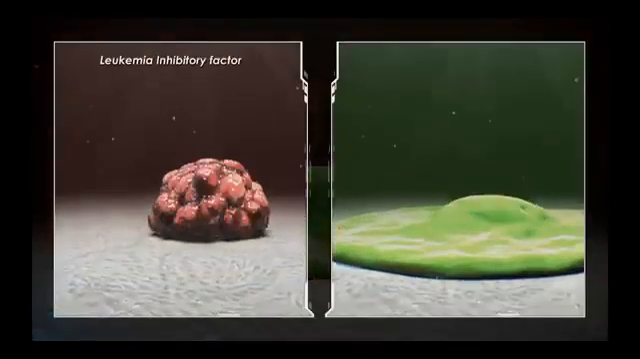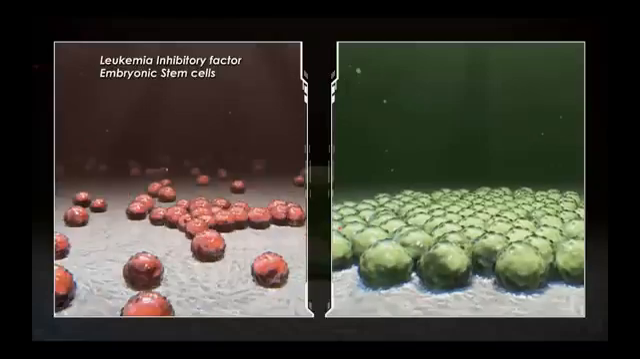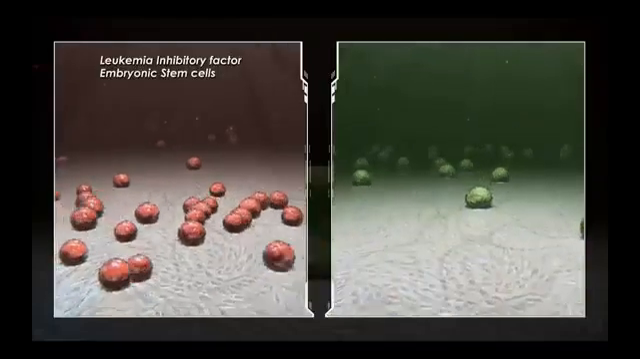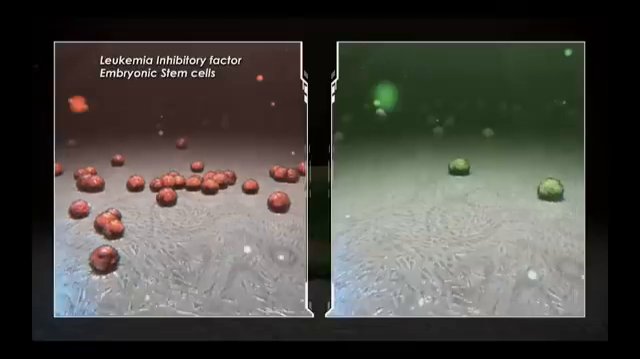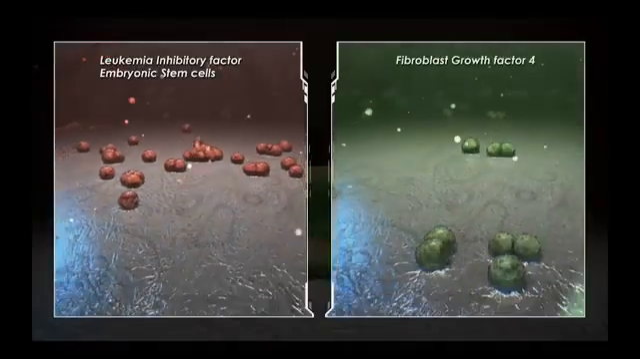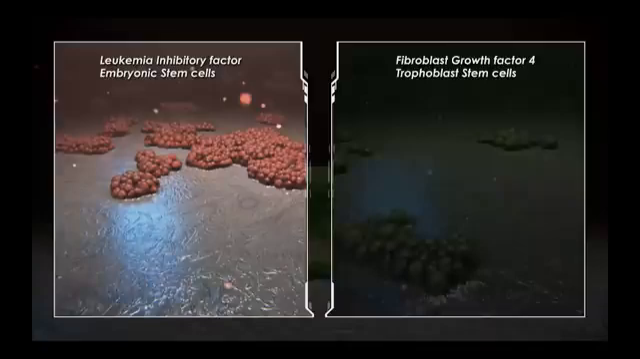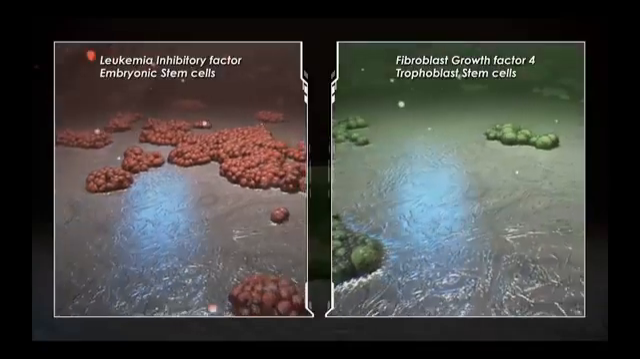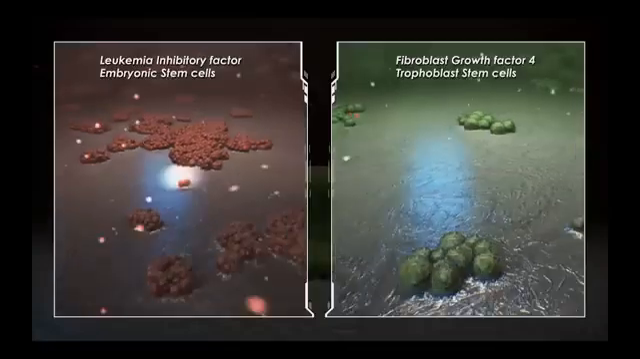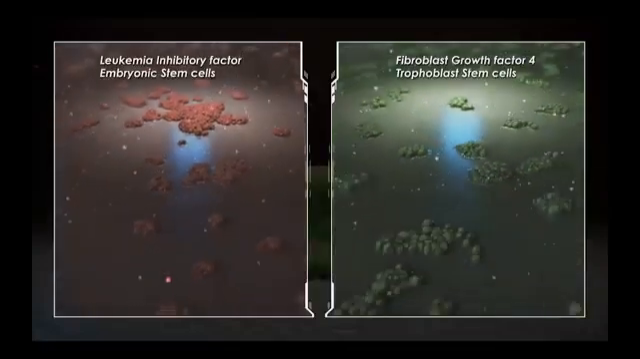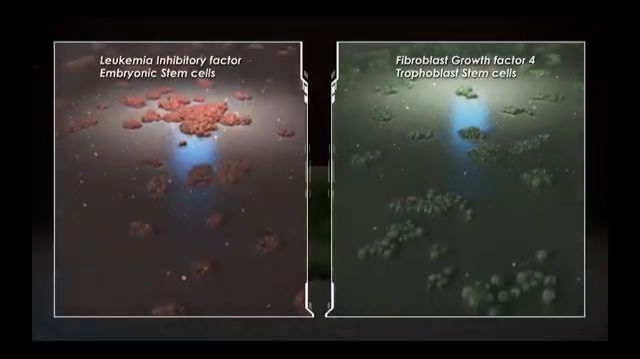But what we can do is to harvest those blastocysts and put them in culture. And depending on the condition that you use, you can expand the stem cells that it contains. So of course, as we all know, you can expand the embryonic stem cells using LIF, leukemia inhibitory factor, but you can also expand trophoblast stem cells using fibroblast growth factor 4.